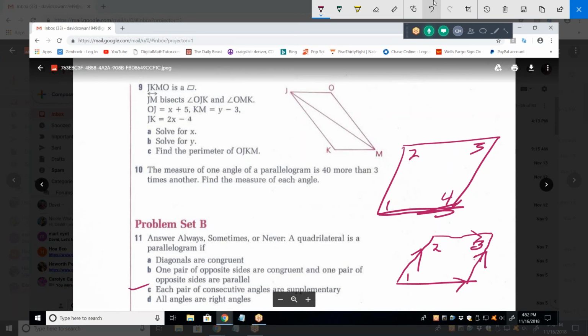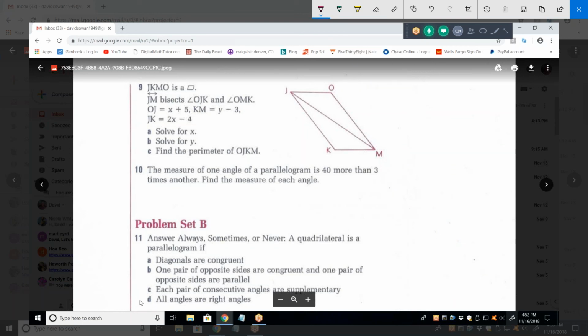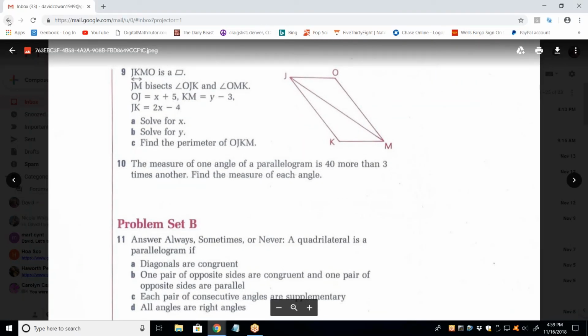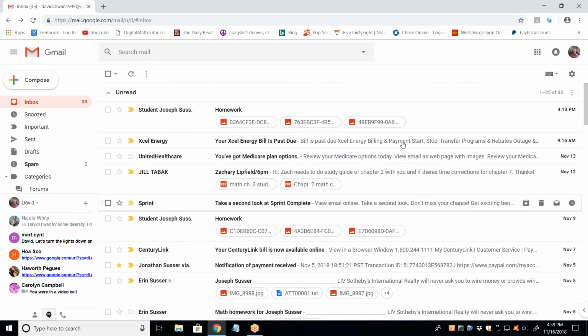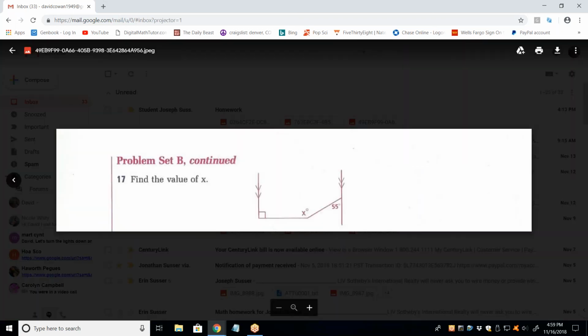Mm-hmm. Okay, all angles are right angles. That is always true. Yeah, it is. Just like, so we had two S's and two A's, I believe. Yeah. Last two were both A. You said 17. Okay. Yeah, that's the last one.